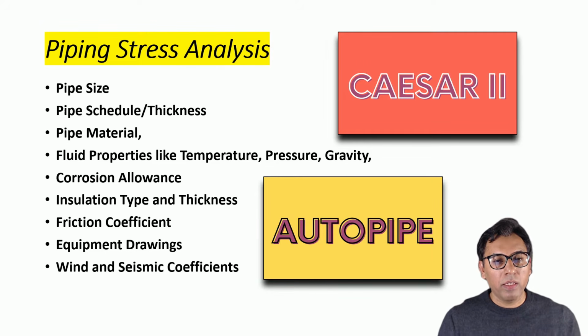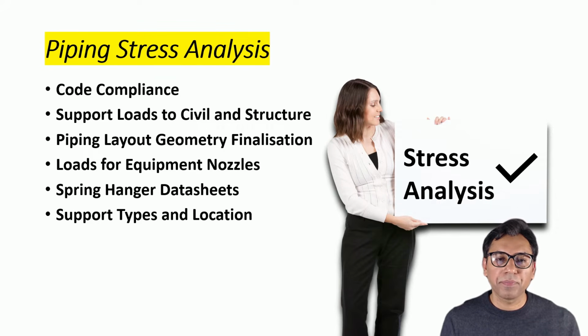Alright, now let's talk about what are the typical outputs of piping stress analysis. The main piping outputs are: making sure the piping system which we design is code compliant, support loads for civil and structural design, and piping layout geometry finalization. We will make sure that piping loads on the nozzles are within the allowable nozzle loads of the equipment, and we confirm spring hanger data sheets, support type and location after piping stress analysis.